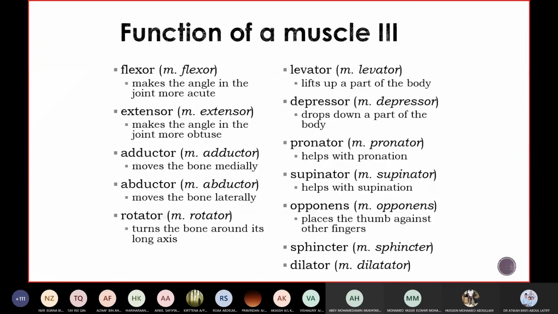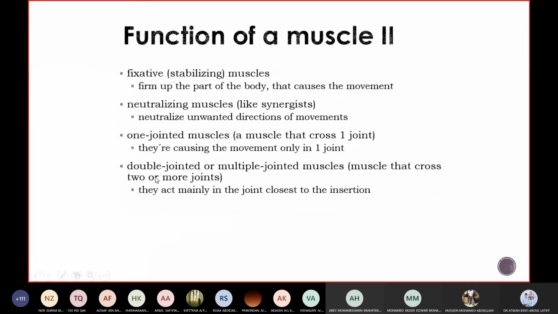Okay, so what this means is basically how many joints the muscle crosses over. So if it crosses over one joint, then it's called a one jointed muscle. If it's double or multiple joint, it's named accordingly, double jointed or multiple jointed. Okay, so for example here, you can see the brachioradialis crosses the elbow joint, which is one joint, so we call it a one jointed muscle.